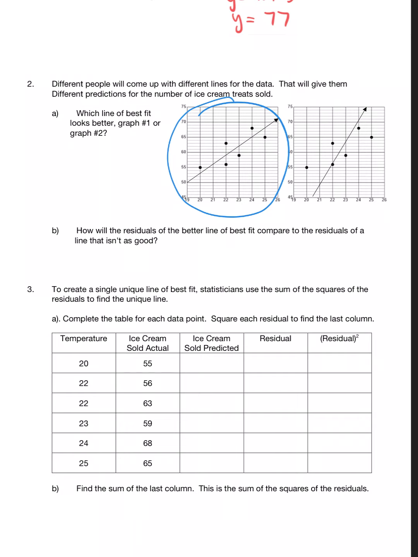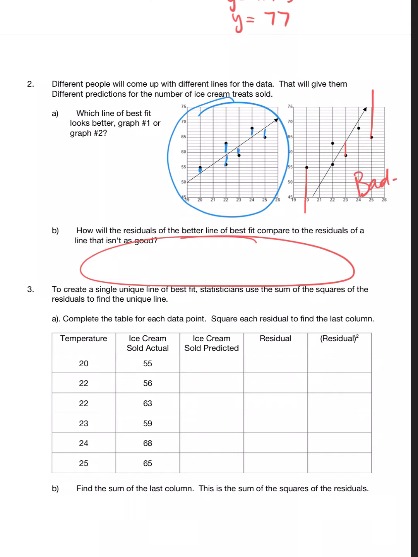Okay, and if you look, you can see that the residuals, the distance away from the line, are smaller. These that I've drawn in blue are a heck of a lot smaller than these that I'm trying to draw in red. See how far away these are from the line? This is a bad line of best fit. Okay, so I'm gonna let you fill in this question. I did not fill it in on purpose. I want you guys to fill it in.